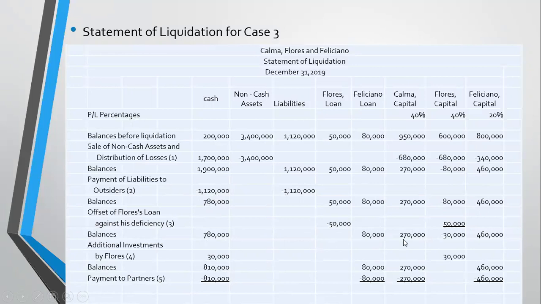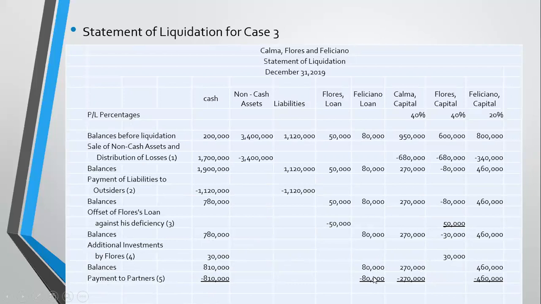Feliciano has 80, Calma has 270. So even if we offset the 50, because his capital deficiency is larger than his loan, he still has a negative of 30,000. And then this one is positive 460. As we said earlier, he is personally solvent. So when a partner with a capital deficiency is personally solvent, he can make an additional investment. That is why we have here an additional investment by Flores of 30 to eliminate this negative. So we added cash and put it in his capital to remove his negative. And get the balance. Since there is an additional 30,000 to the 780, our total cash now is 810,000.